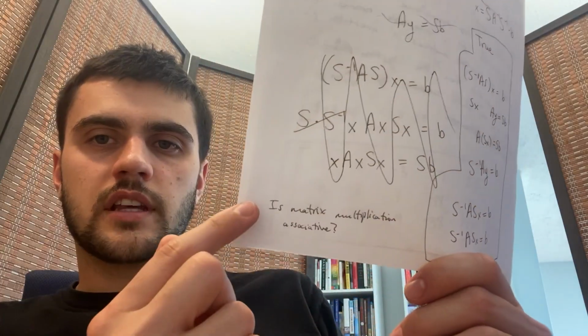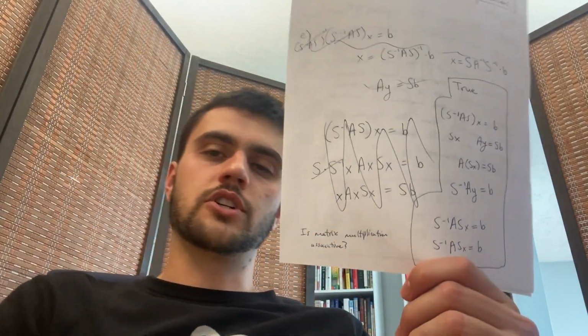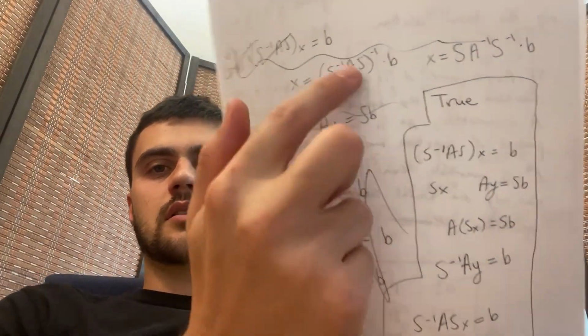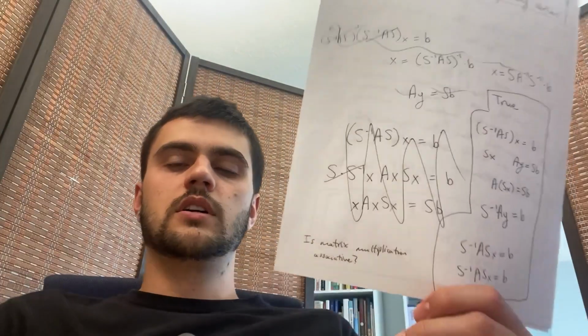So really, if matrix multiplication is associative, which I think it is, then yes, this true or false statement is true. So we're going to find out if matrix multiplication is associative tomorrow. I know it's not commutative, but I think it is associative. So if not, then it's not true.